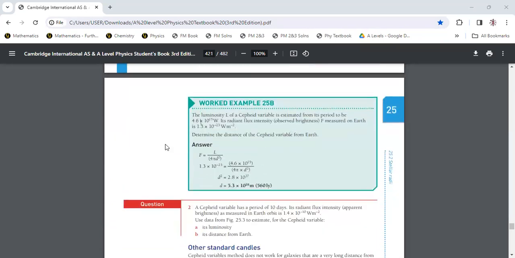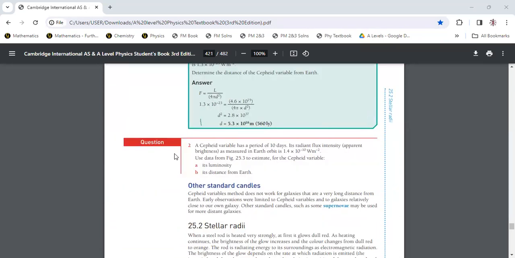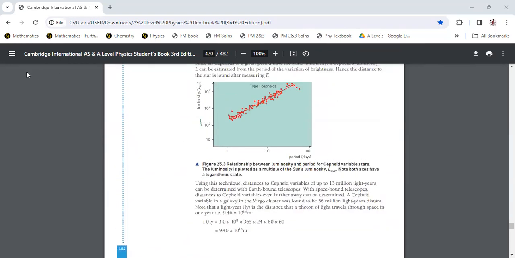For example, if a Cepheid variable has a period of 10 days and its radiant flux intensity is measured as 1.4 times 10 to the power negative 10 watts per meter squared, how can we estimate its luminosity? So, looking at this graph, if we have 10 days, it's a bit difficult to determine here, but if we read off the graph from here and multiply by the luminosity of the Sun, we can get a rough estimate of 5.5 times 10 to the power of 9.